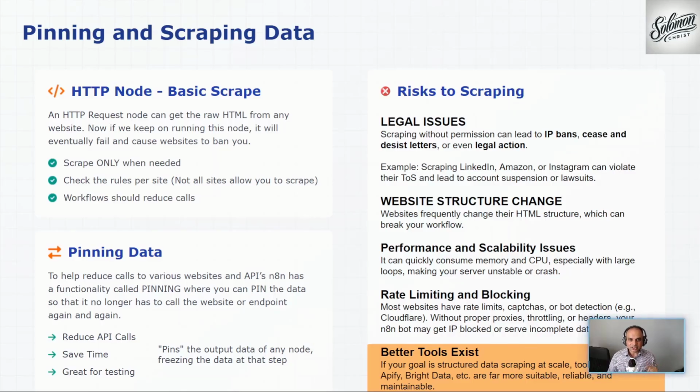Number one is the HTTP node, and that's going to give you what we call a basic scrape of a website. You only scrape the websites that you have access to, that you're allowed to scrape. For example, I scrape my own. I have access to that. Or if you get permission, and there are several ways to get permission.